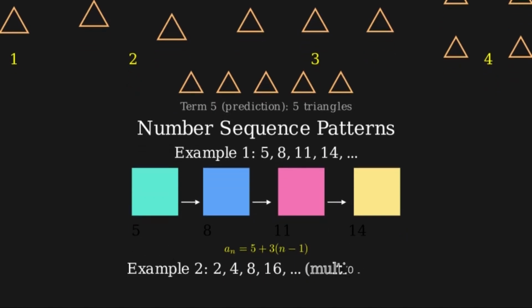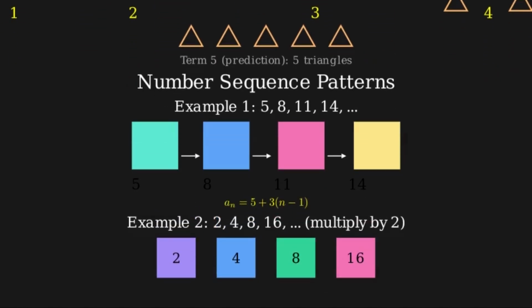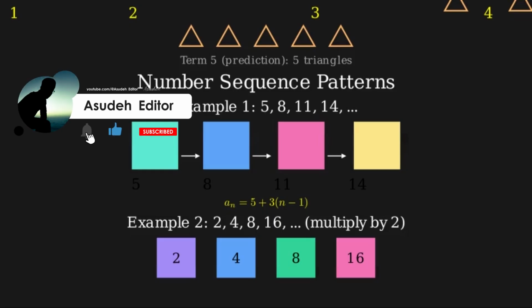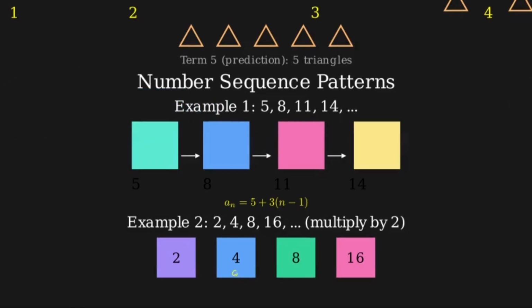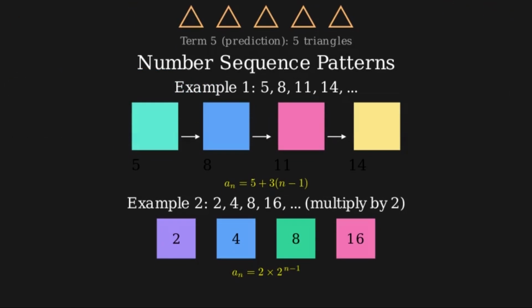Example 2 is a multiplicative pattern. 2, 4, 8, 16. Here each term is multiplying by 2. That is a geometric pattern. We'll show how to describe it. This pattern multiplies by 2 each time. So the rule is multiply by 2. And the nth term is 2 times 2 to the power of (n minus 1).